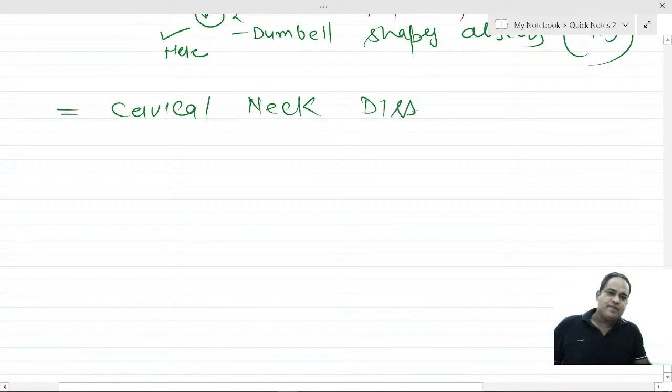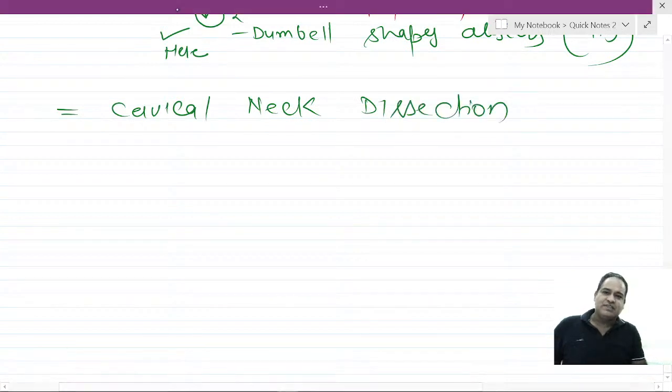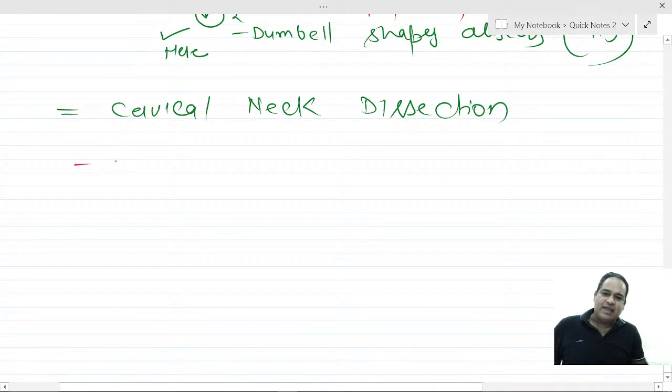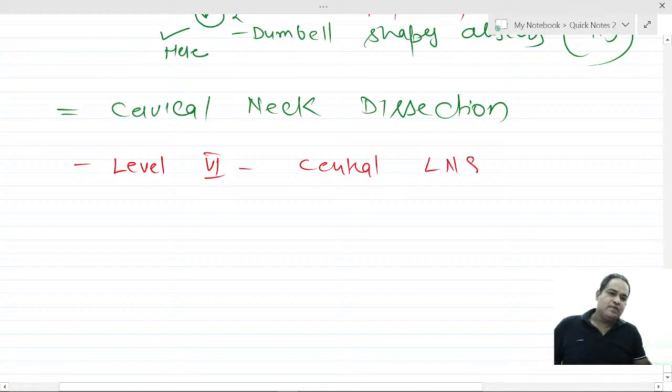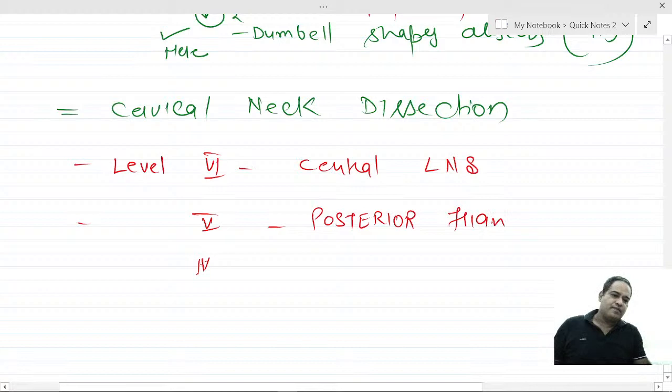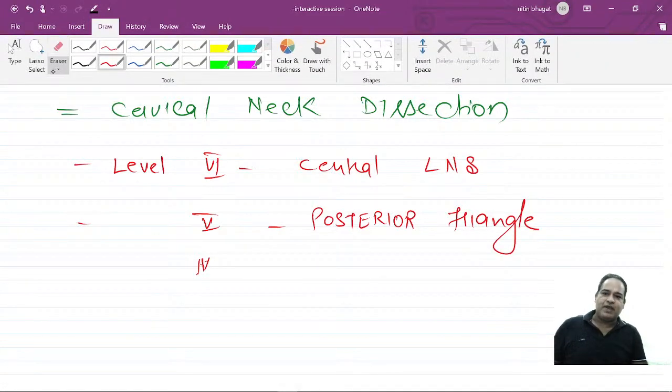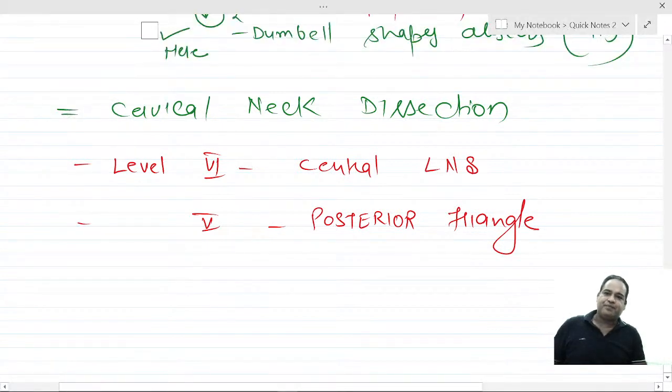cervical neck dissection. First of all, what is level 6? The central lymph nodes. Level 5 lymph nodes are seen in the posterior triangle. Fine. I'll show you the image. Don't worry.